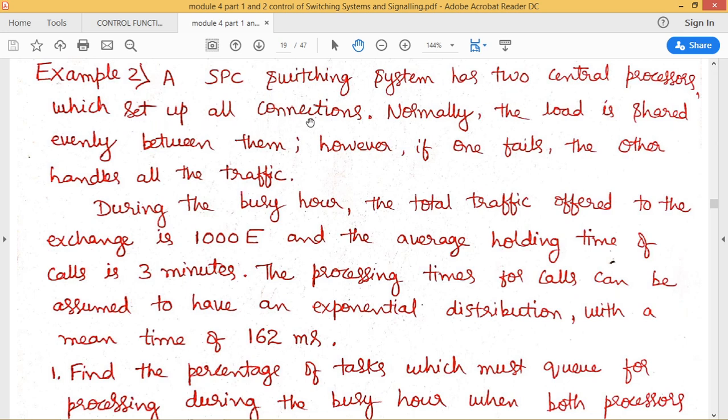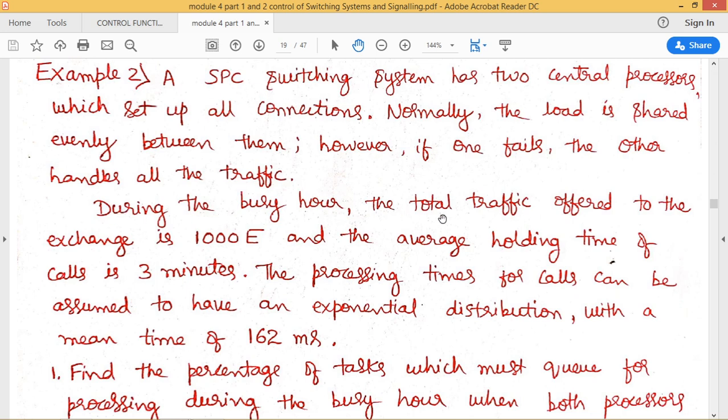So it sets up all connections. Normally the load is shared evenly between them, meaning the load is shared between those two central processors. However, if one fails, the other handles all the traffic. That is what they have defined. If any one processor fails, the other processor will handle all the traffic that is offered for this particular SPC exchange.